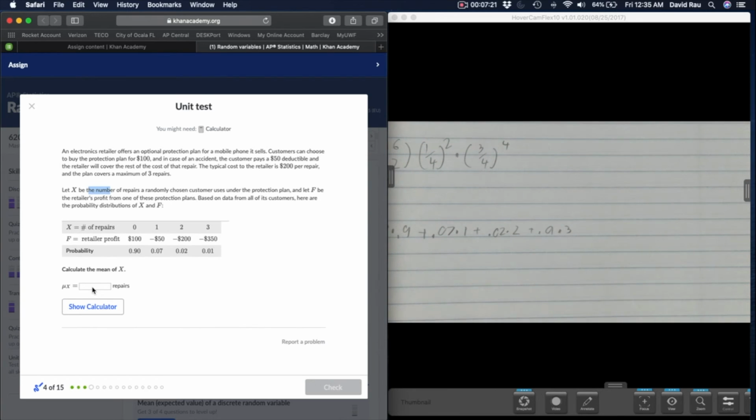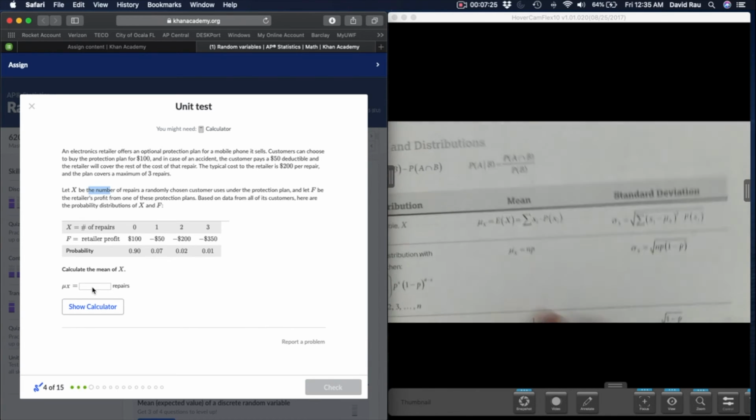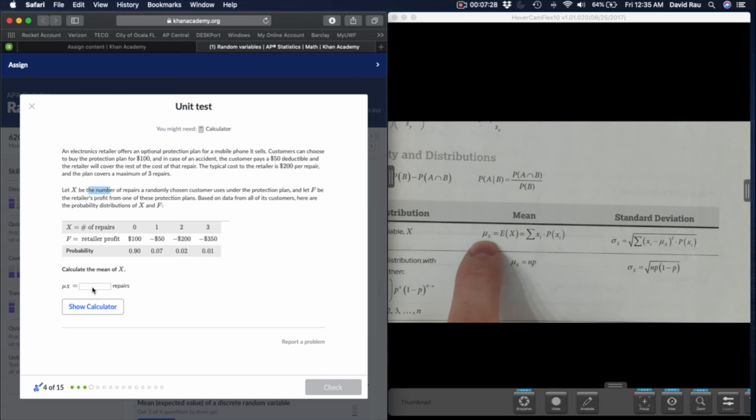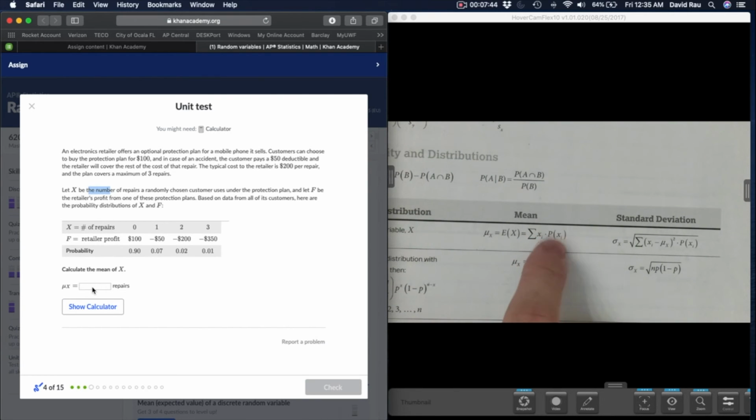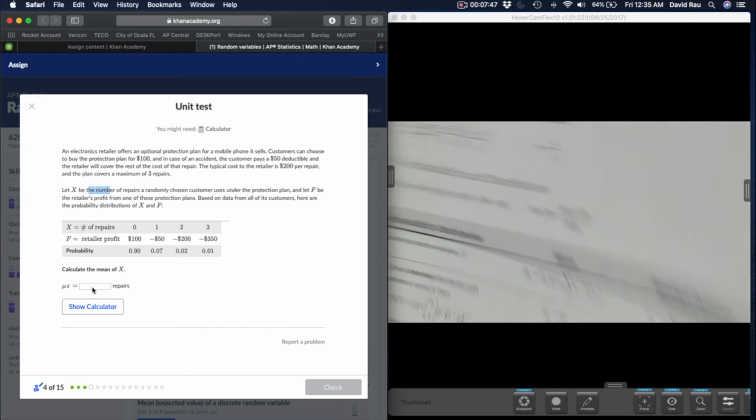In other words, what we're doing in this problem is, let me pull it up here, this question right here. The mean of x is simply each value, the number of repairs, times the probability of that repair. So 0 times 0.9 plus, that's what that big E means, it means add all the options, 1 times 0.07 plus 2 times 0.02 plus 3 times 0.01. Let me work that out real quick.